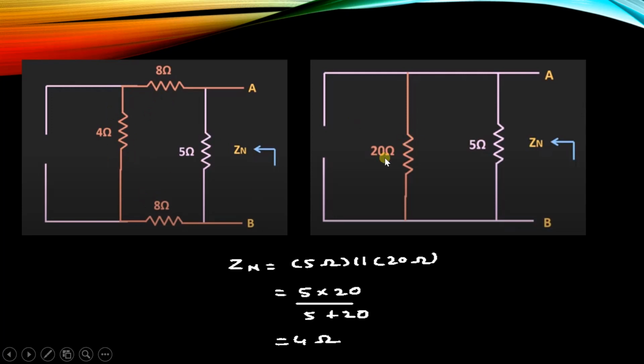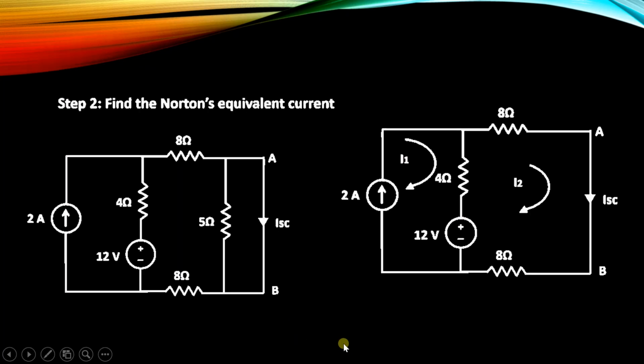So this 20 ohm resistance is in parallel with 5 ohm resistance, and we find out this parallel combination, and this is our Norton's equivalent resistance. So Zn is equal to 5 in parallel with 20, and Norton's resistance is equal to 4 ohm. This is how we calculate the Norton's equivalent resistance.